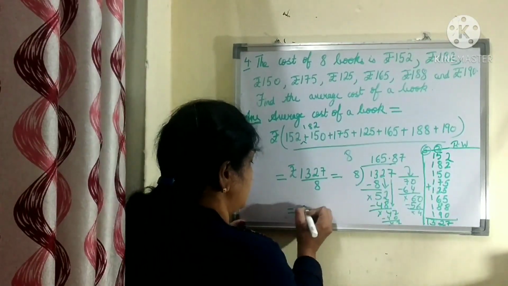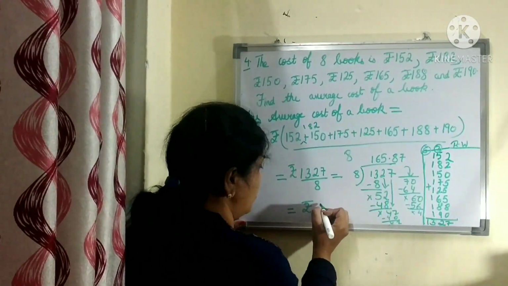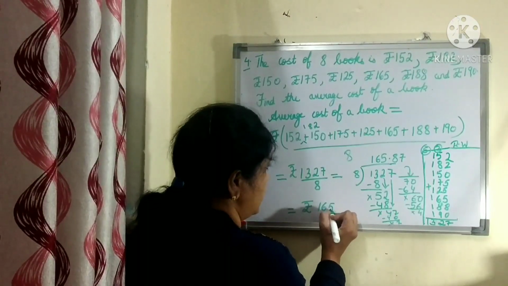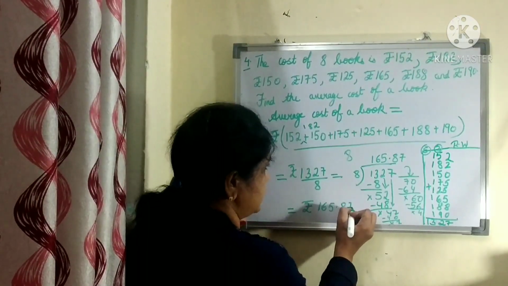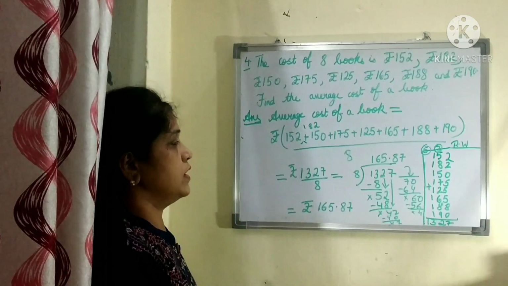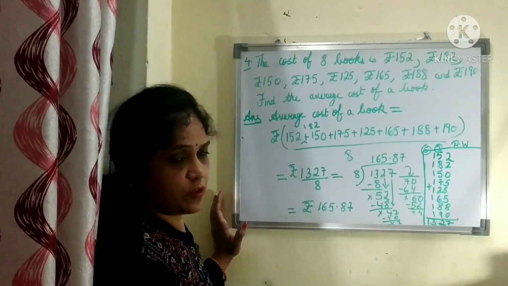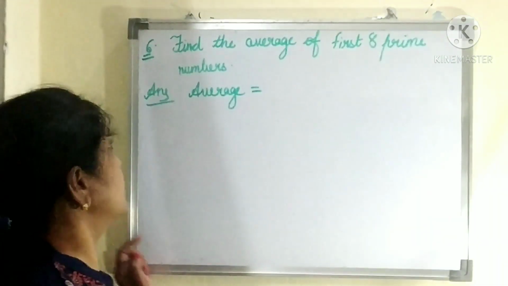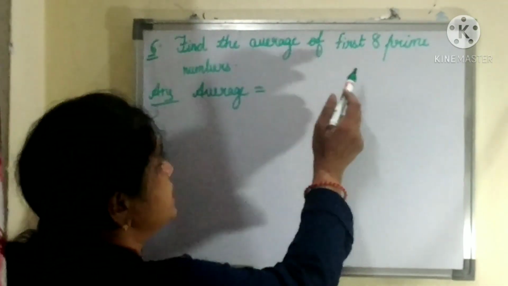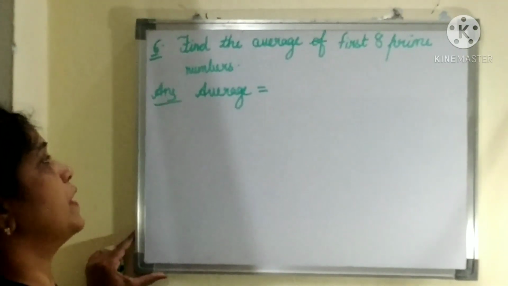You got it in rupees. If I have divided, I got rupees 165.87 is the answer. Okay. So in this way we get the average cost of a book. Now sixth question. Find the average of first 8 prime numbers. How are we going to find this one?